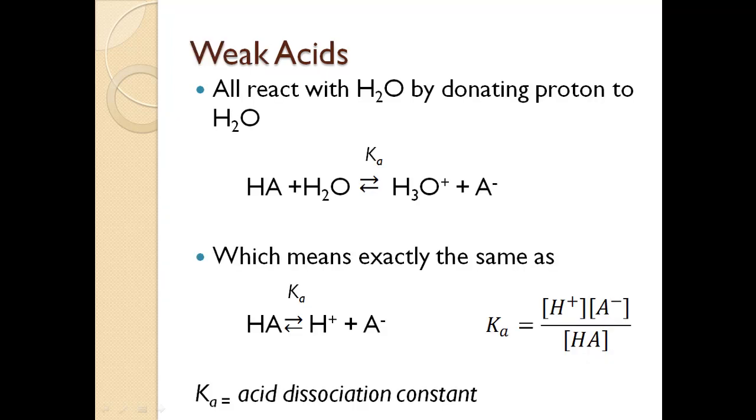So now let's talk about weak acids. Weak acids all react with water to donate a proton to water. For example, you have your hypothetical weak acid HA, and you've got water. That weak acid is going to donate a proton to water and leave the weak base ion behind. If I wanted to find the equilibrium constant, in this case we call it the acid dissociation constant, we would write it like that.